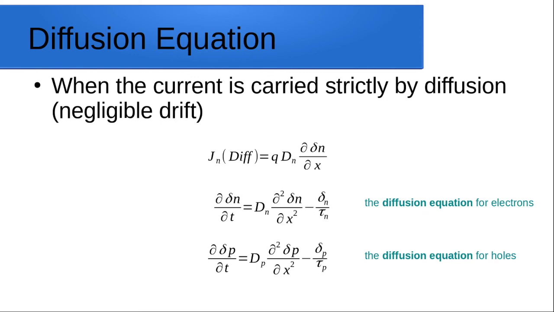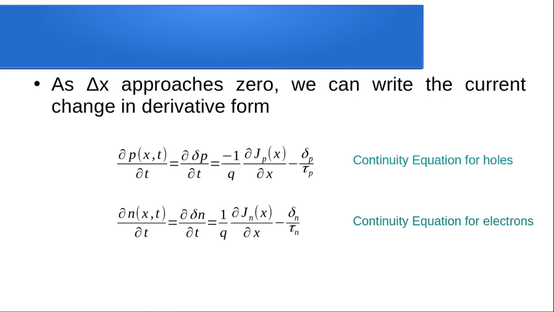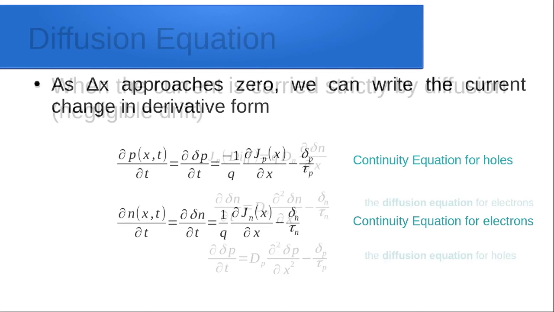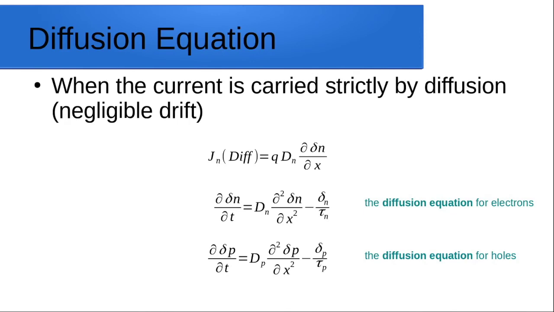Similarly, we get the diffusion equation for holes by substituting n with p. What we have done is, in this equation, in place of Jn of x, we are substituting now.